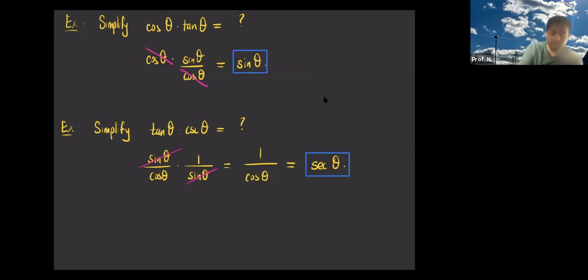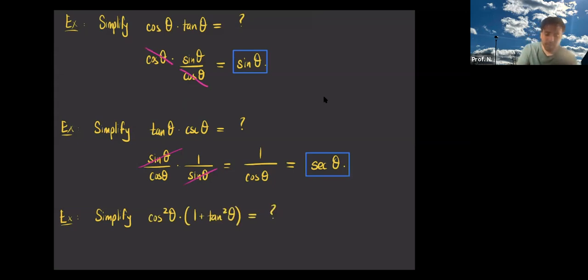Are you guys understanding what's happening here? That's all I'm doing for now. I'm simplifying algebraically a trigonometric expression. Let's simplify something a bit more. What if I get this? Cosine squared theta times 1 plus tangent squared theta. What does this simplify to?